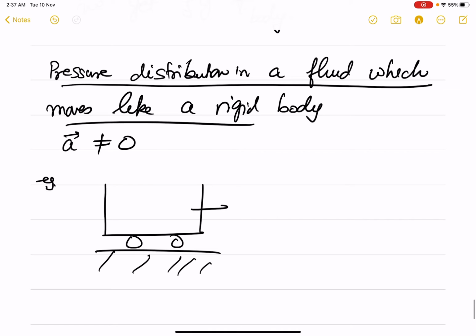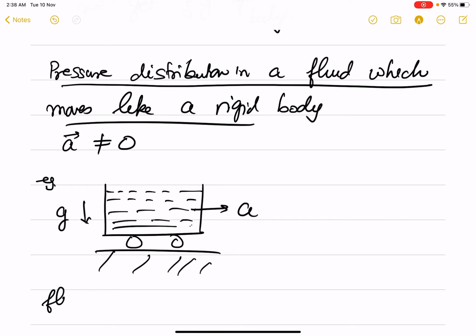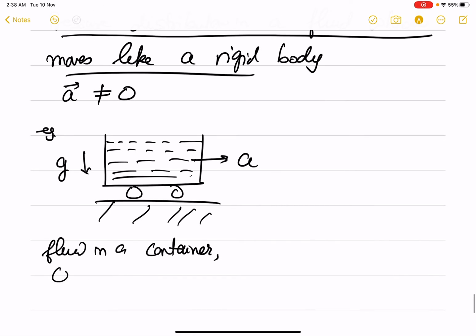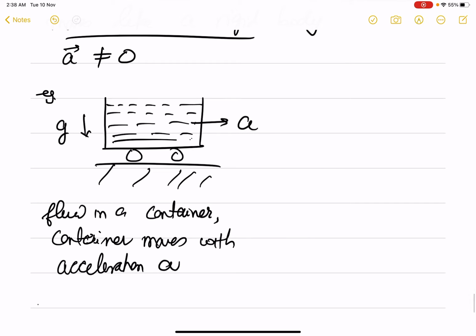We have fluid moving in a container. So there's fluid in a container and the container moves with acceleration A. And we wish to find the shape of the free surface. That could be example 1.